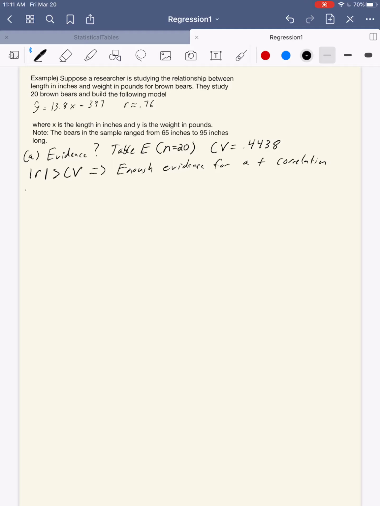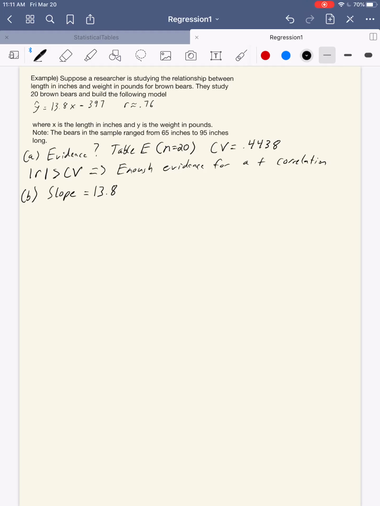All right, the next thing we want to do is talk about the slope. Well, determining the value of the slope is nice and easy. It's this guy right here, right? Normally we would look it up on our calculator using LinReg ax plus b, but the model's already given to us, so we can just record that value. It's 13.8. Now, what does that 13.8 mean?